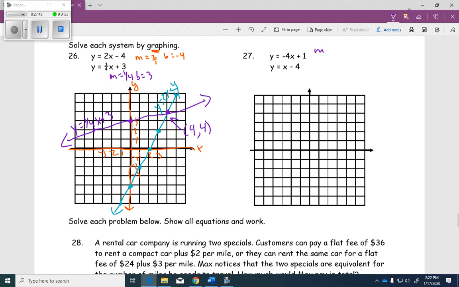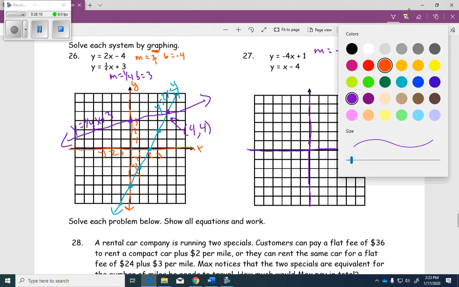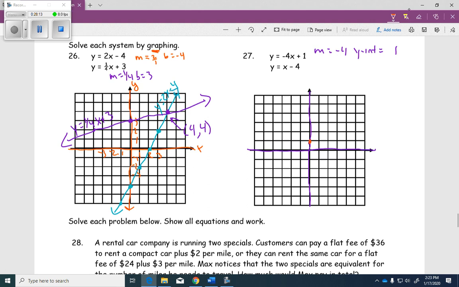Number 27, the slope is negative 4. The y-intercept is 1. So I'll start at 1. I gotta darken these in. Tricks my eye. I can't see it very well when they're the same color. So I'll start at 1, and I'll go down 4 to the right 1. Label the line.